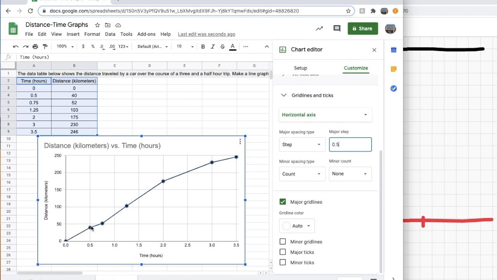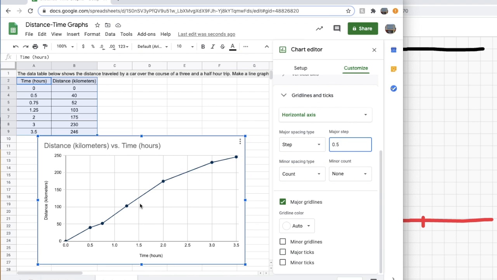So the only ones that are outside of it, we know this is 0.75 and this is 1.25 here. So this one again is a little bit of a smooth line, but we can see sometimes where the graph kind of levels out.